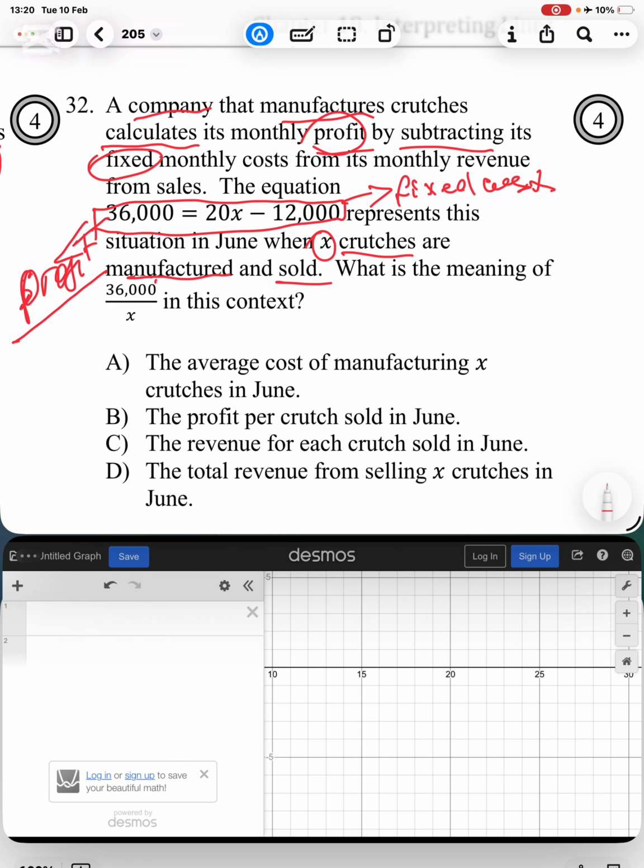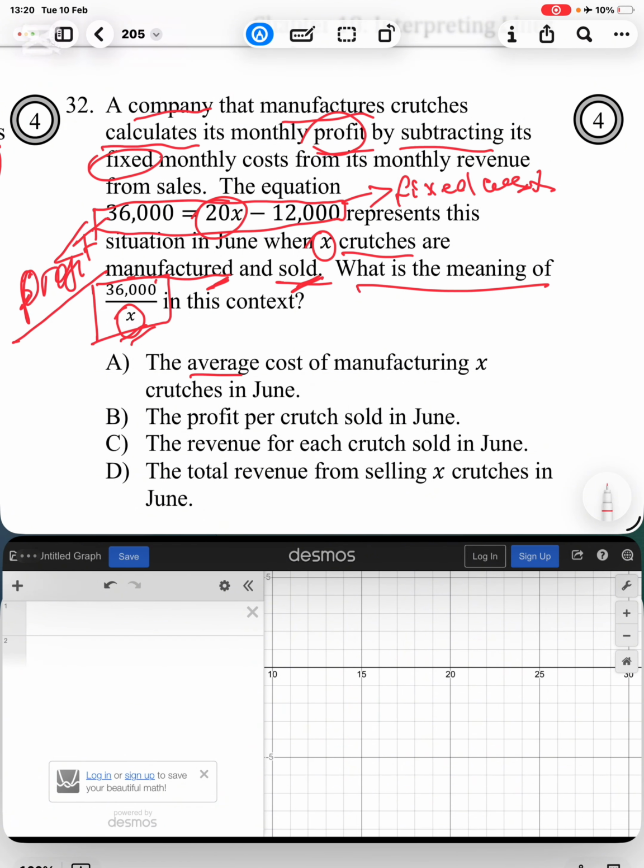So x is going to be the manufactured calculators, which illustrates the sold ones. So here is given 36,000 divided by x, right? It means the number of manufactured calculators or sold ones. That's it. We just have to find the meaning of this expression in a SAT question.